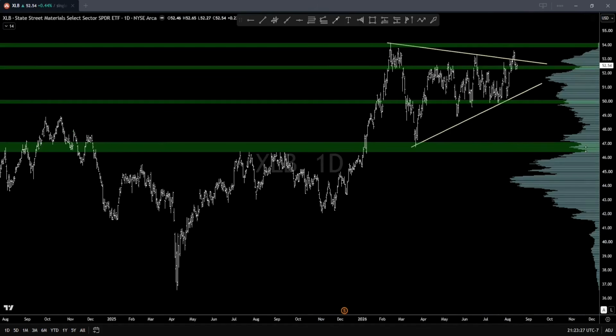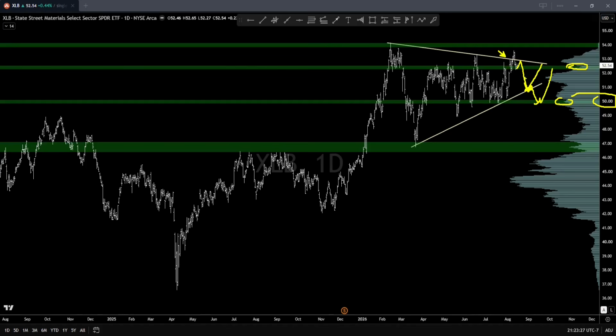XLB, the materials, has also tested this trend line here and got a false breakout and came back in. And right now it's sitting right at this low volume zone here, this 52, 54 area, and testing support. So I wouldn't be surprised if we get rejected and pushed back down into this trend line here, and see if it holds. And I'll be looking at the possibility of maybe getting a bounce back up into this 52.5 zone again. If it doesn't hold, then look for the test down here at this 50 level and see if we get a bounce back up into this 52.5.